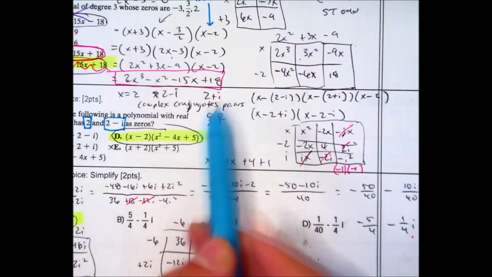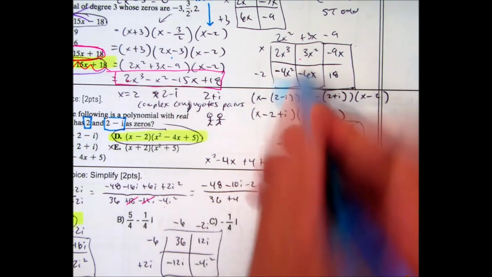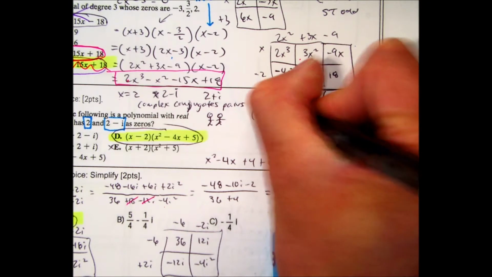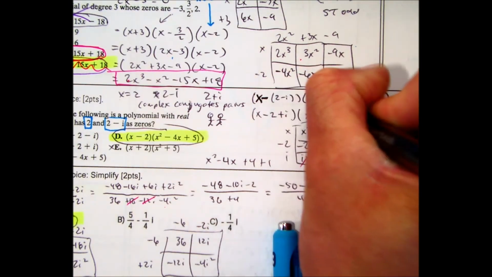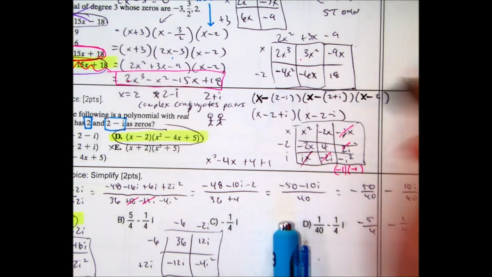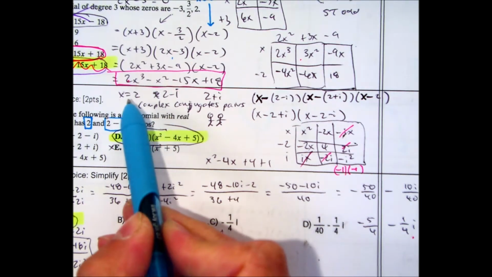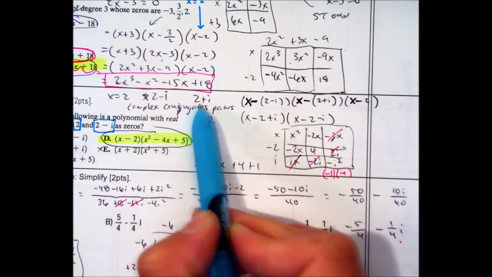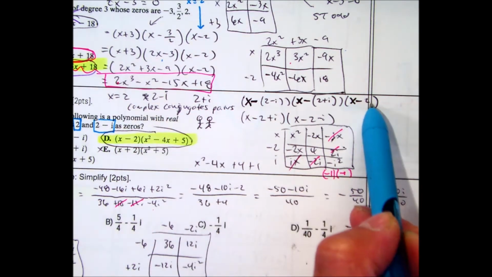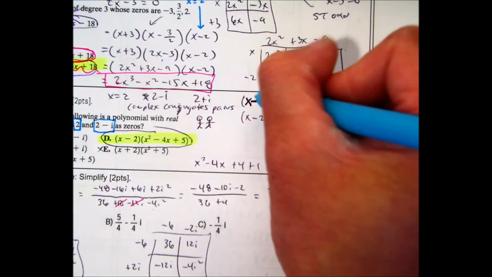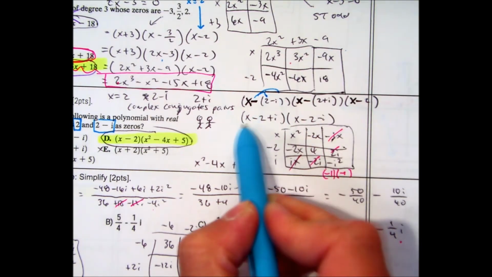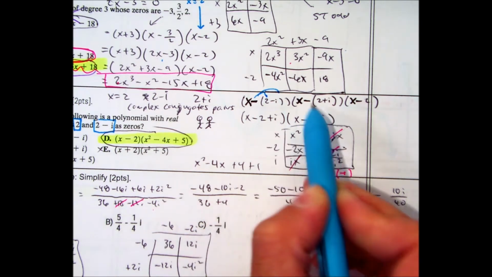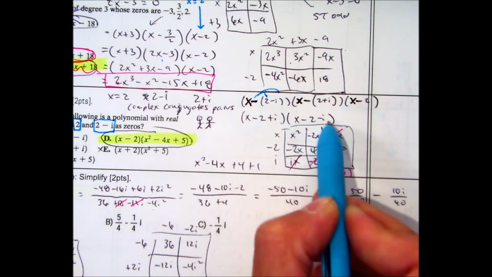Well, what do you do with those? You put them into binomials. You write x minus on all of these, and then you just take that value and put it in here. So I have 2 minus i, 2 plus i, and the 2 there. When you distribute here, this becomes x minus 2 plus i. And over here, this becomes x minus 2 minus i.